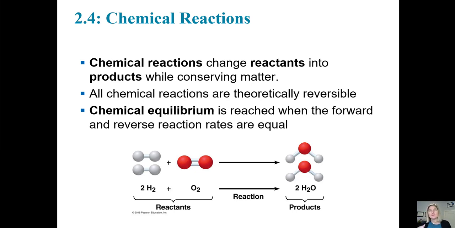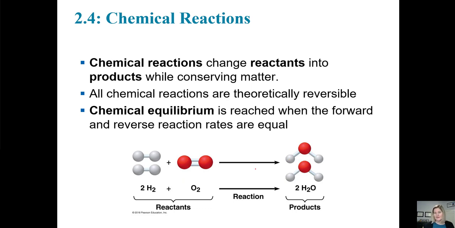So we talked about chemical bonding, elemental properties, atoms and matter. Now what happens when we take two molecules and have them react? Chemical reactions change reactants into products while conserving matter. When we're looking at a chemical equation, we're seeing how two molecules, or in this case, three molecules, react together. Those are called reactants. And the product is what ends up happening to them, okay?